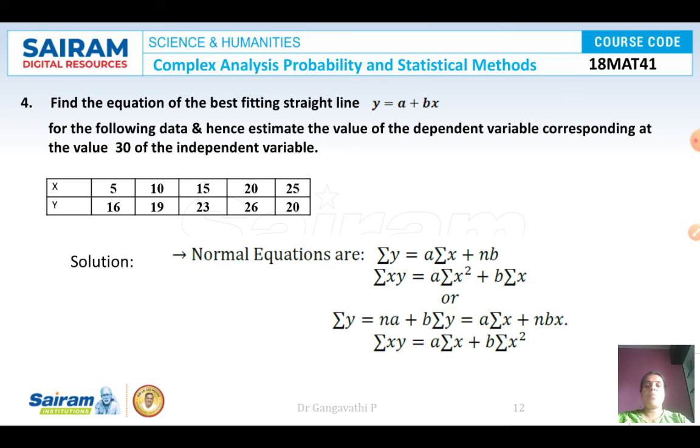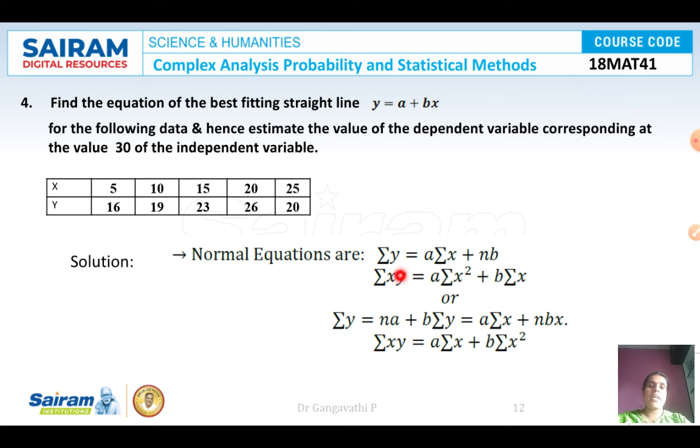There is another problem. Let us quickly go through this. Find the equation of best fit for the data y is equal to a plus bx and the following data. Hence estimate the value of the dependent variable corresponding to the value 30 of the independent variable. This is the data given.